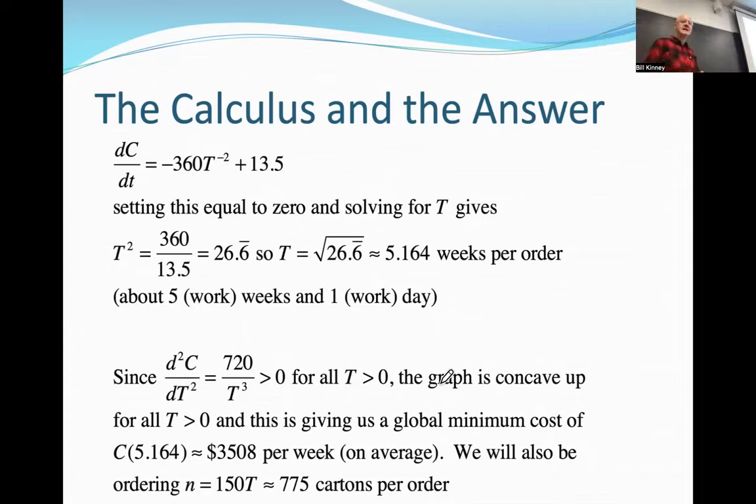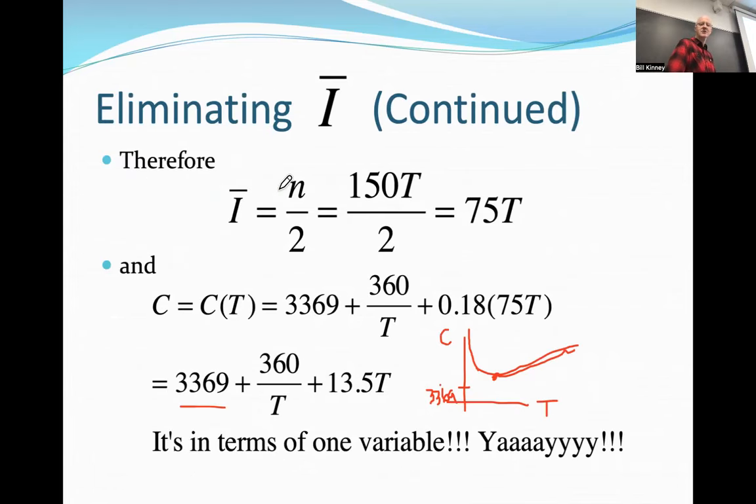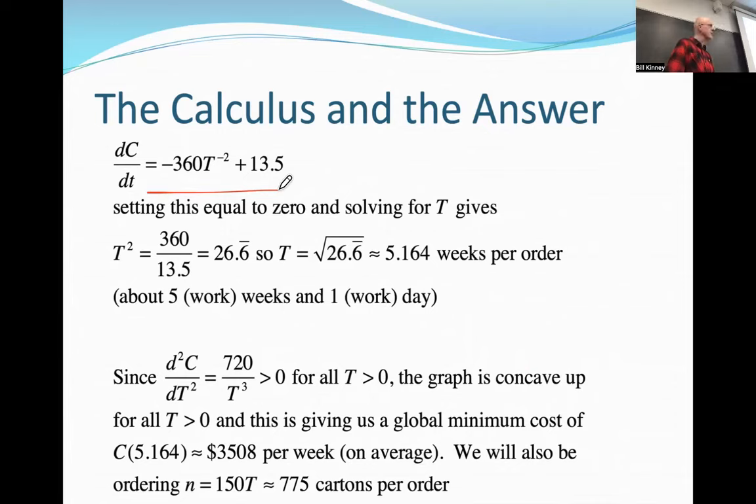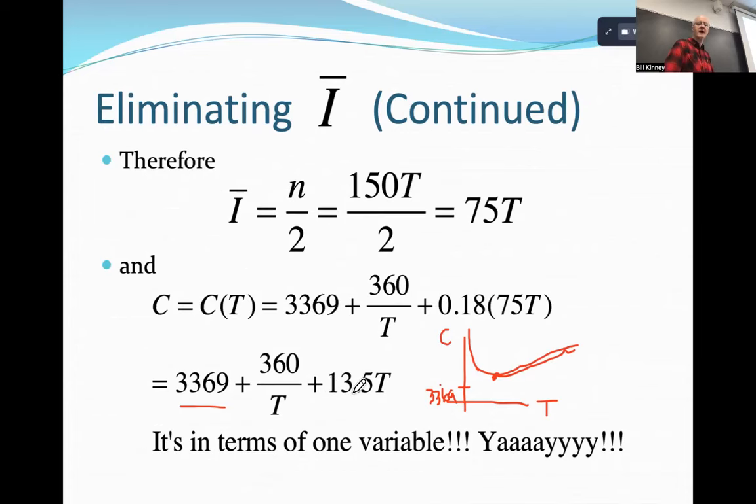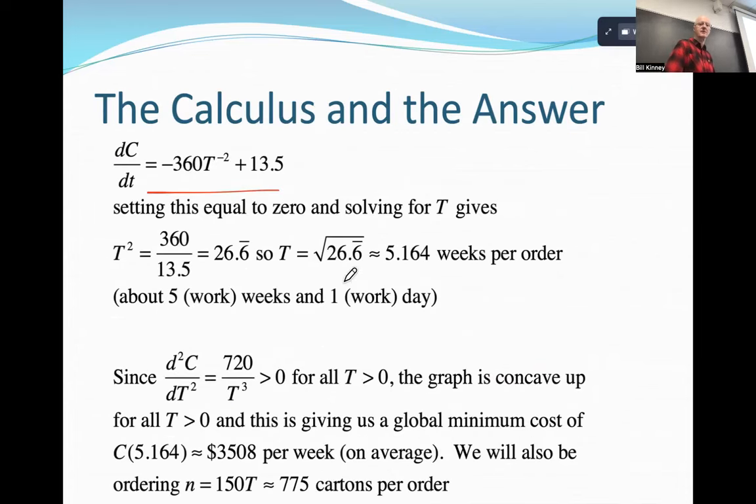So the derivative dC/dt is right here. Is that right? Well, the first term was 3369. Its derivative is 0. The second term was 360 times t to the negative 1. Its derivative is negative 360 t to the negative 2. And the third term is 13.5 times t, a linear function. Its derivative is 13.5. There, yeah, that's the derivative.